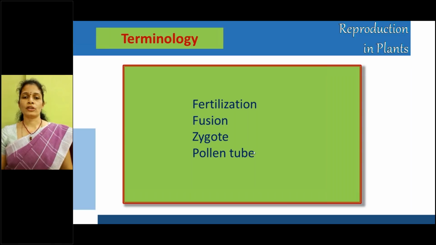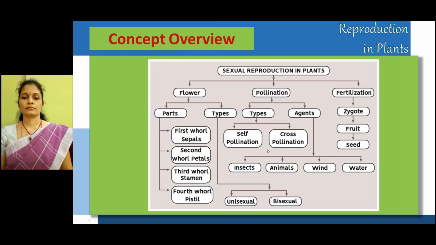Now let us recap the sexual reproduction in plants, children. Now see here, sexual reproduction in plants. So what is the reproductive part of the plant, children? Flower. Look at this mind map, flower.